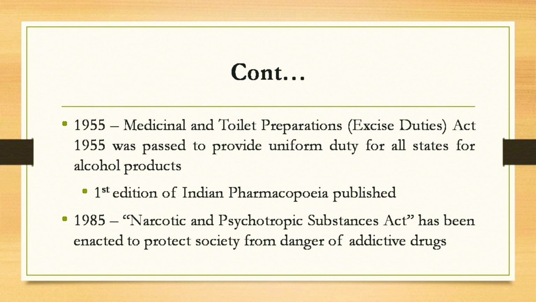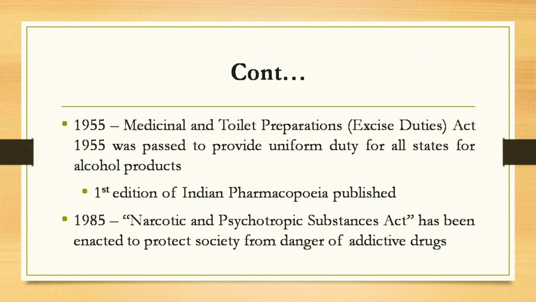In 1955, the Medicinal and Toilet Preparations Act 1955 was passed to provide uniform duties for all states on alcohol-containing products. Moreover, the first edition of the Indian Pharmacopoeia was also published in the same year. Previously, only the list of drugs was given in 1946, but now the complete Indian Pharmacopoeia was published.